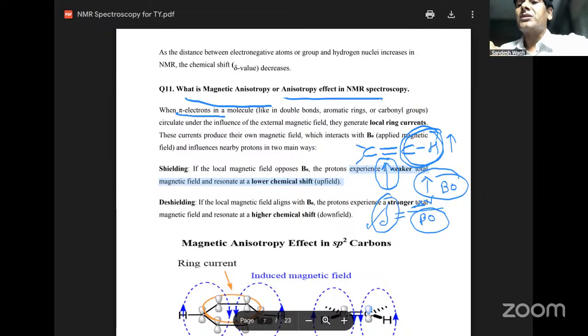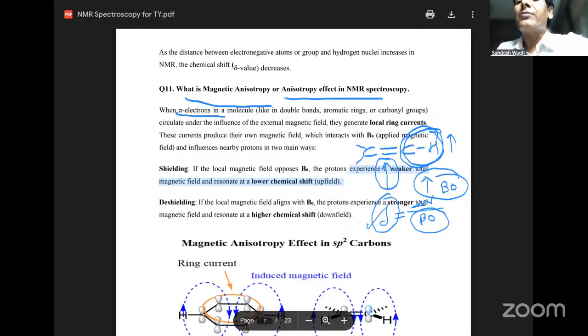Anisotropy means the normal induction of the field is promoted because of an external field or some nearby field. So the delta value will be very high. The basic examples are the aromatic proton, aldehydic proton, olefinic proton and alkyne proton. We will see them one by one. This is a brief introduction to what exactly magnetic anisotropy is. Magnetic anisotropy is nothing but a change in chemical shift value because of some other fields.